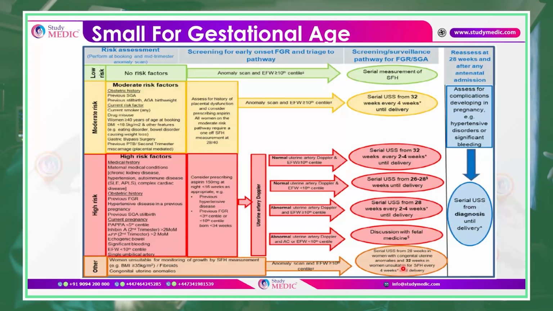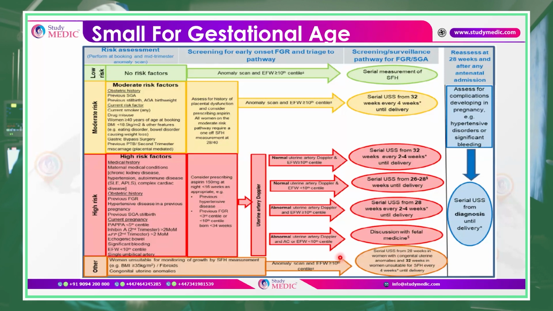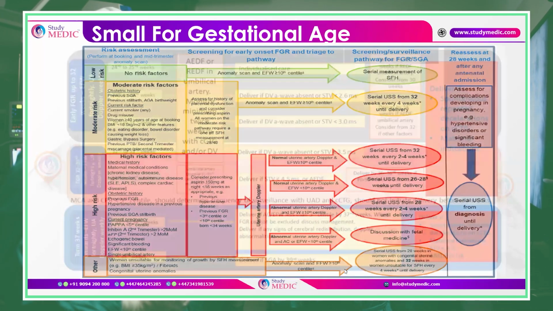So there is a difference. With congenital abnormalities, the risk is more, so they are monitored from 28 weeks. With the presence of fibroid in pregnancy or high BMI, they are monitored from 32 weeks, which should be kept in mind.